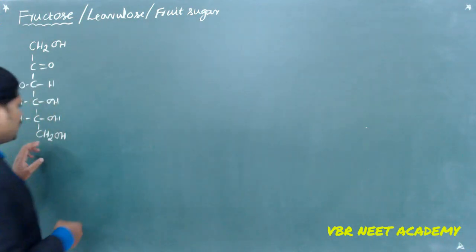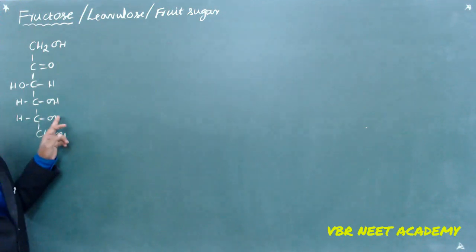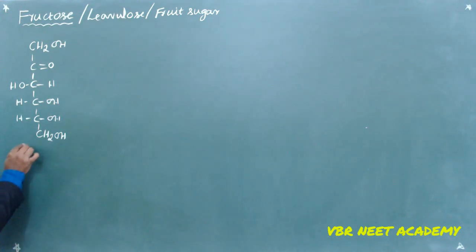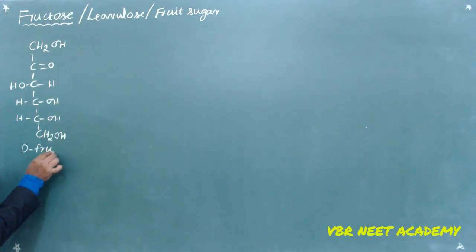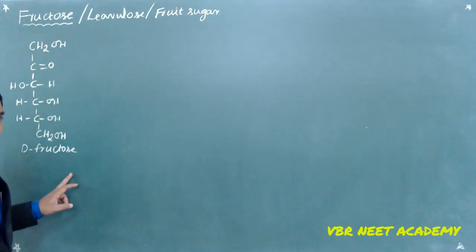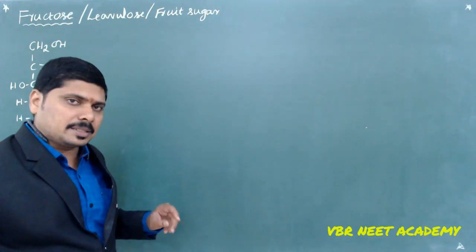And what is this one? Again, we are supposed to see the chiral carbon at the least priority. This carbon is the least priority chiral carbon. Now it is called D fructose. Now this D fructose, how is it going to get cyclized?